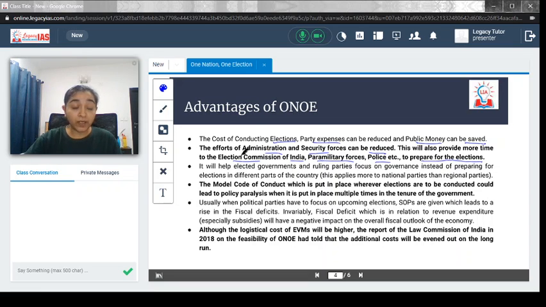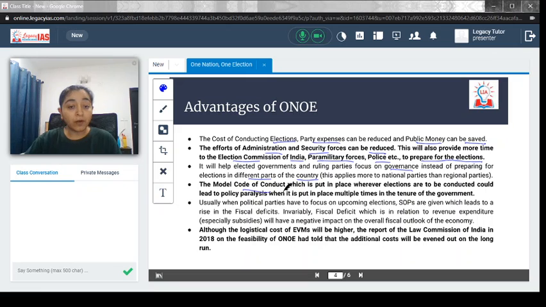Again, the Election Commission of India will also get more time in hand if some election is not happening every day. It will help elected governments and ruling parties focus on governance instead of preparing for elections in different parts of the country. Right now, for example, our ruling government keeps being in election mode. They have to go and do rallies in various states because of the state assembly elections. So they are taken away from governance. The focus could be shifted. If there is only one election every 5 years, the government could focus more on governance.